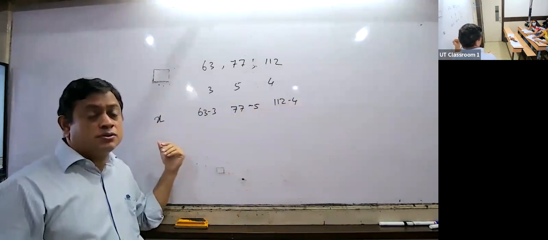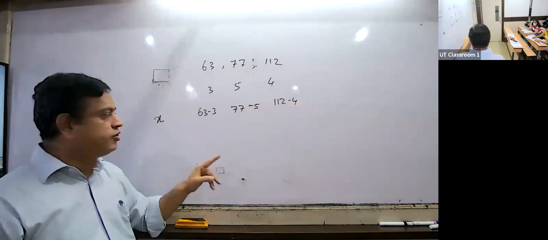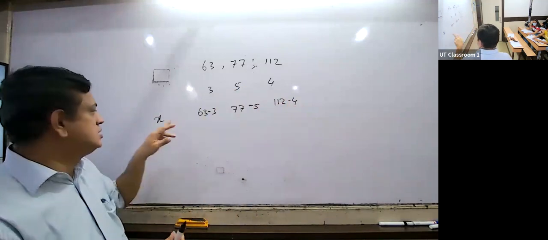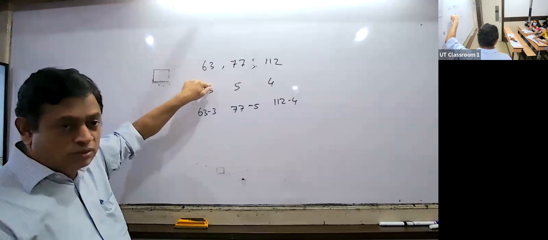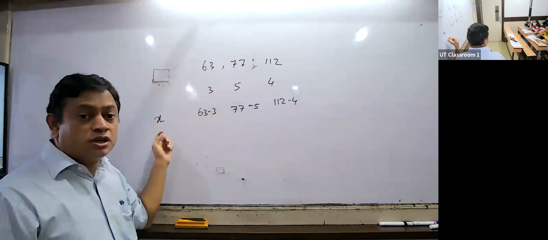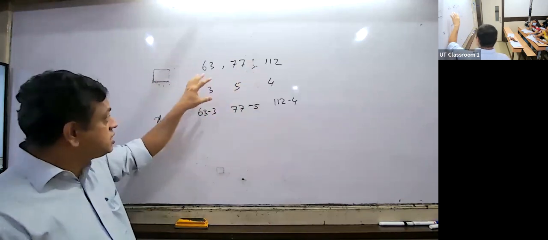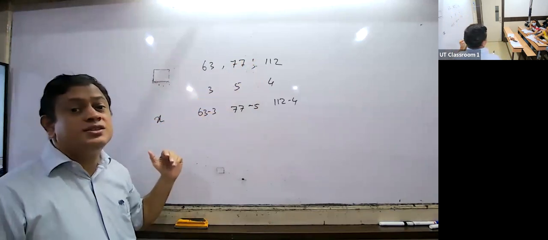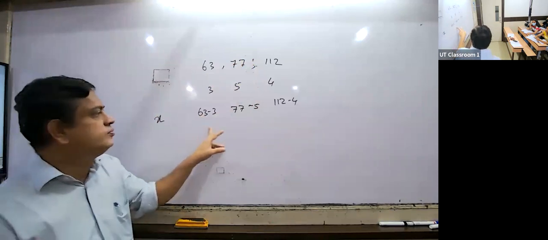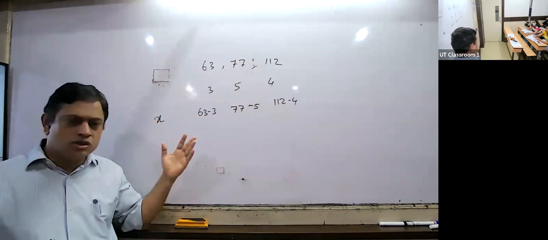x should be the largest number, which means the highest common factor, HCF, of these 3 numbers. Are you following? There is a number x such that when you divide 63 by x the remainder is 3, 77 by x the remainder is 5, and 112 by x the remainder is 4. Therefore, if I subtract these remainders, the remainder should be 0. Means x is the HCF of these 3 numbers. Follow the meaning of the question. Could you understand? Yes or no?